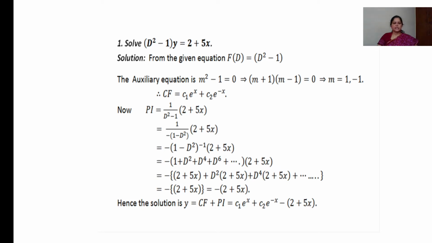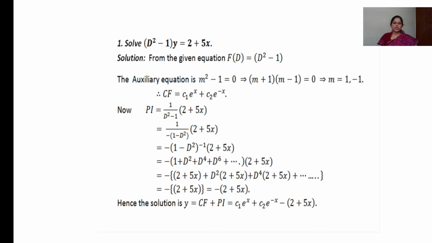The first problem is solve D square minus 1 into y is equal to 2 plus 5x. So the given problem is like this. First we have to check that it is in the f of D into y is equal to f of x form. If it is like that, we first take f of D from the given problem. So we got f of D is equal to D square minus 1.